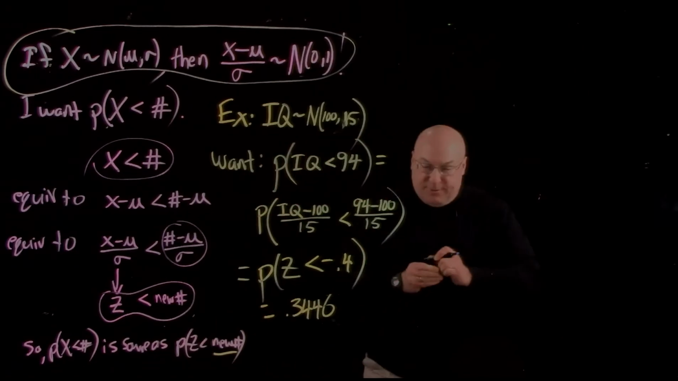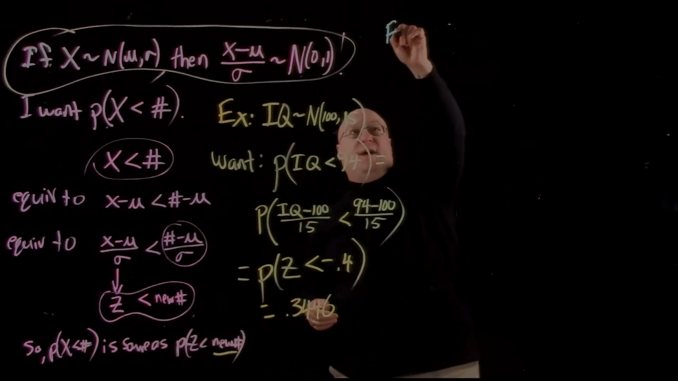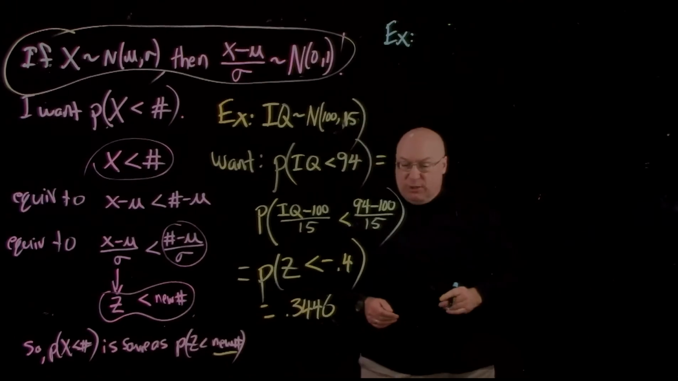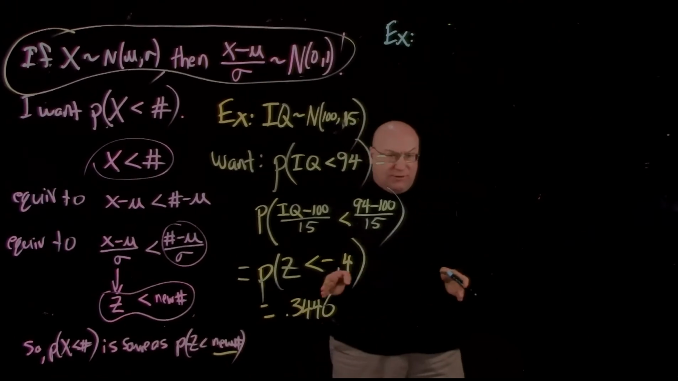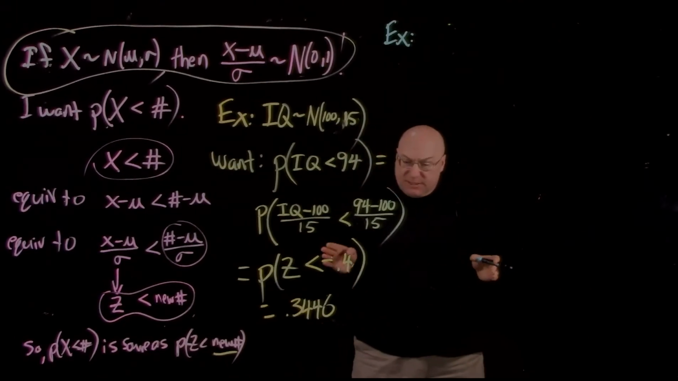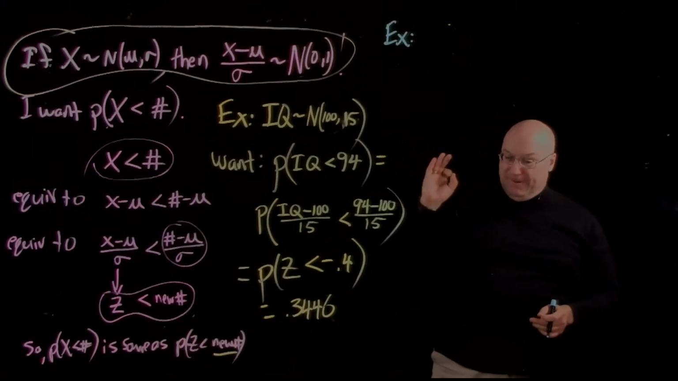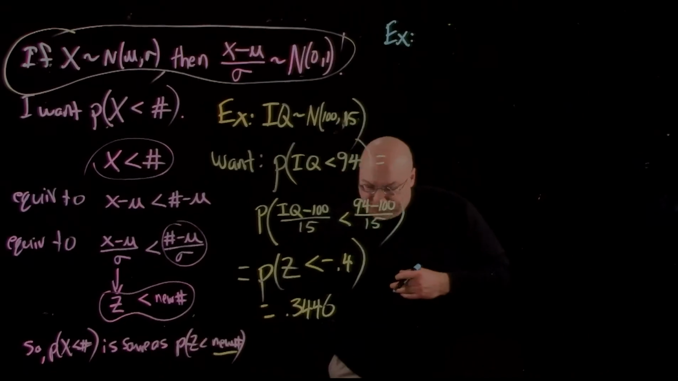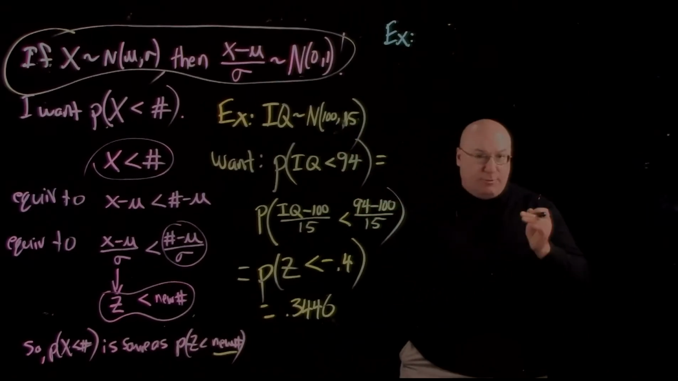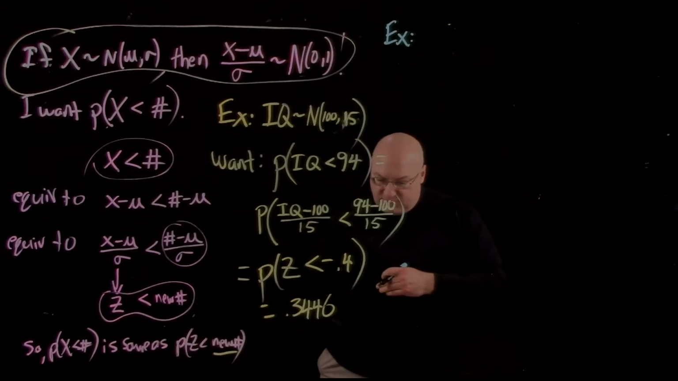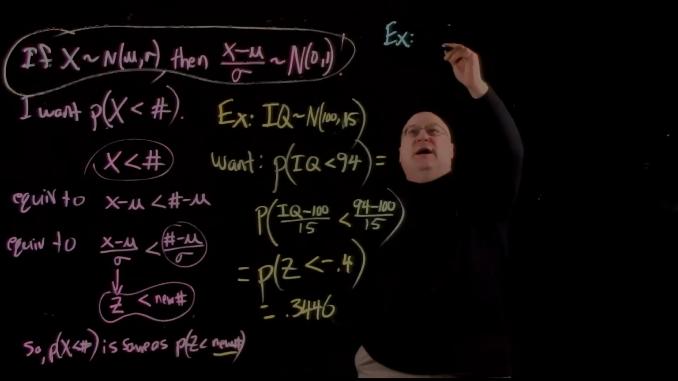Let me do another one here. All right, example. In fact, what I want you to do, of course, is read the next example and do it yourself. So please pause me, read the next example, and do it yourself. Okay, here we go. Adult women's heights are normally distributed with mean, I really hope you paused me, mean 63.8 inches and standard deviation 2.6 inches.